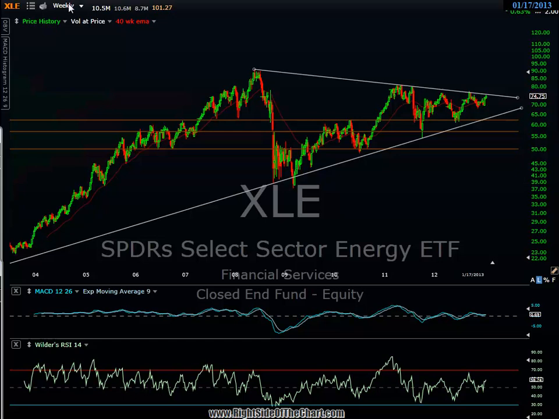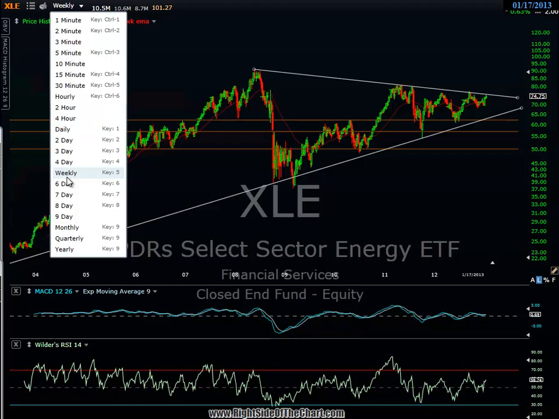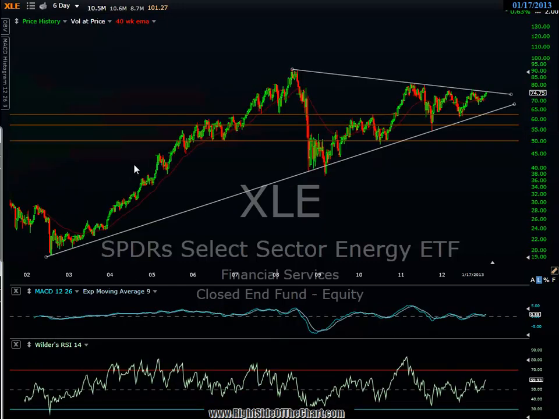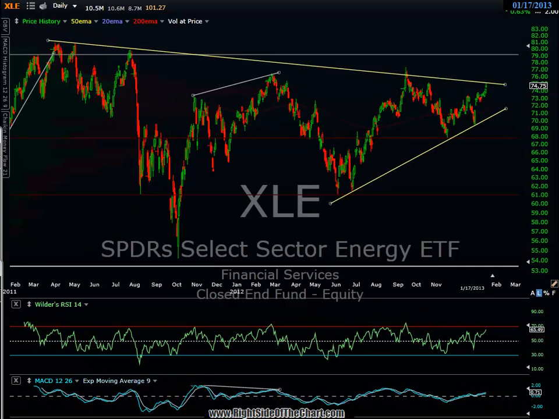Actually, on XLE, I want to look at a 6-day period. A weekly consists of five days per candlestick, one trading week. This is a 6-day period, goes back a little farther on this chart, and there's that nice symmetrical triangle pattern defined. We are once again at the very top of that pattern, and if we zoom now down to the daily chart, here's a downtrend line to keep an eye on, which once again prices are at the top of.